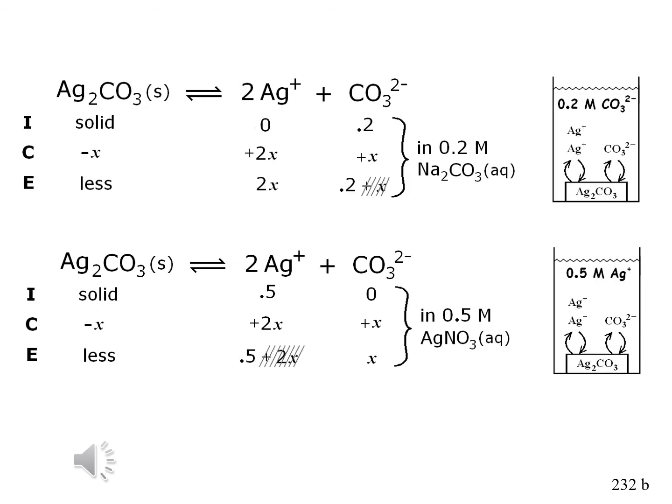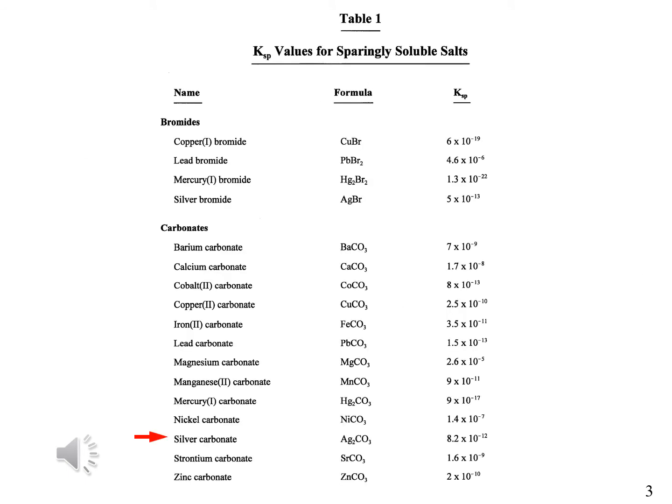When you do the solubility in pure water, as it was in the previous slide, there's x's that drop down for both ions. But if you do the solubility in 0.2 molar carbonate, the 0.2 just drops right down to the bottom row. And if you do it in 0.5 molar silver, the 0.5 drops down to the bottom row, because the x's are going to cancel relative to those larger amounts. Here's the Ksp of silver carbonate in table 1.